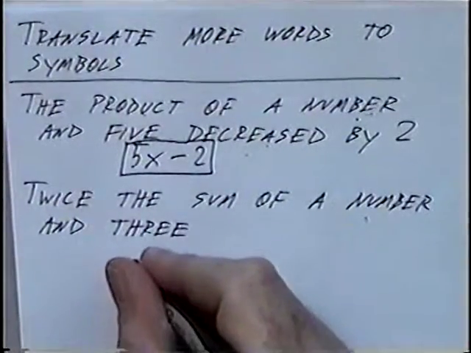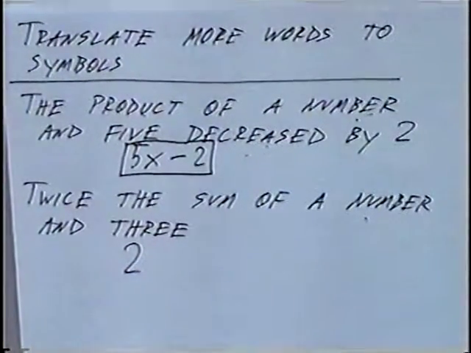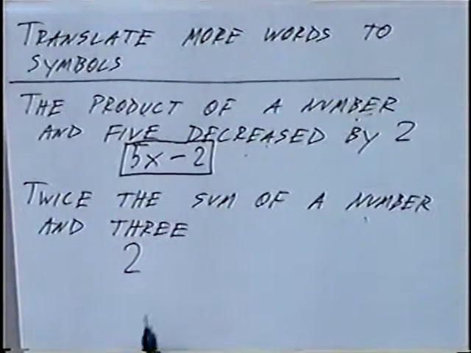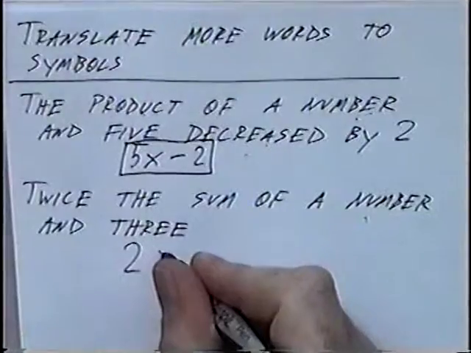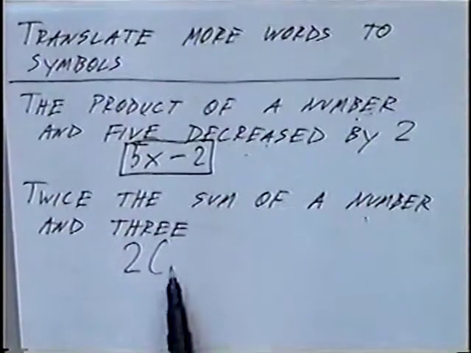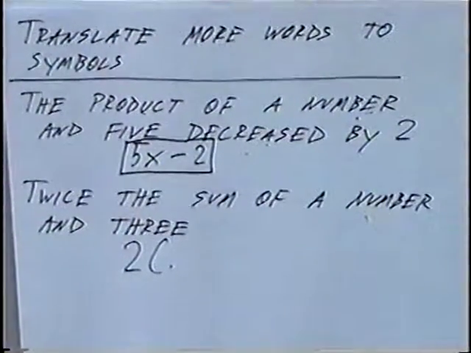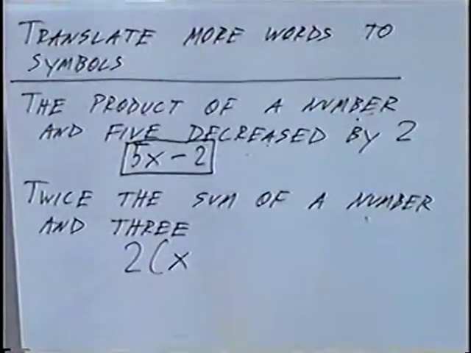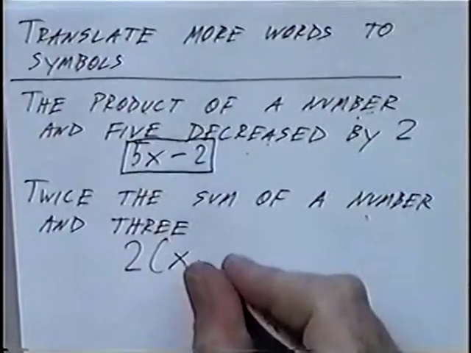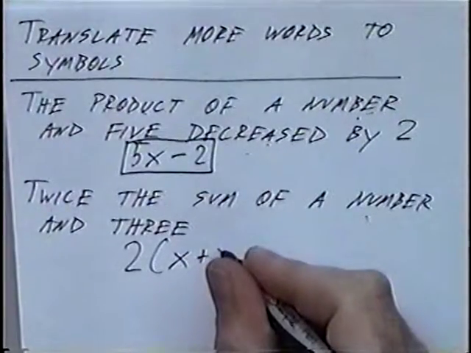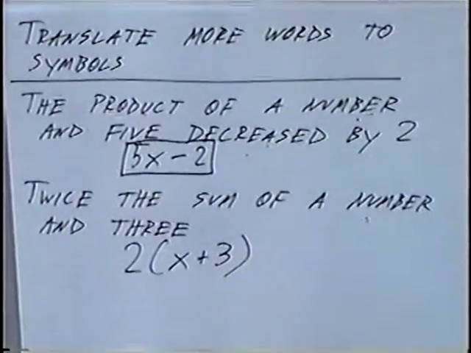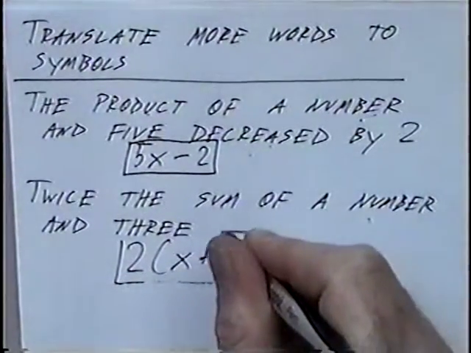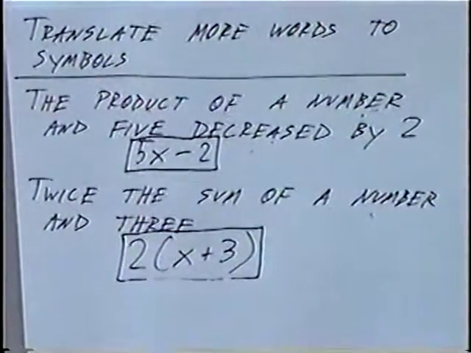Twice again would mean to double or multiply by 2. And we're going to multiply by 2 the sum. To make sure we get the sum first before we double, we'll put the sum inside parentheses. So the sum of a number, which again we can use a variable x, and we're taking the sum of x and 3. So the answer to the question would be 2 times, in parentheses, x plus 3.